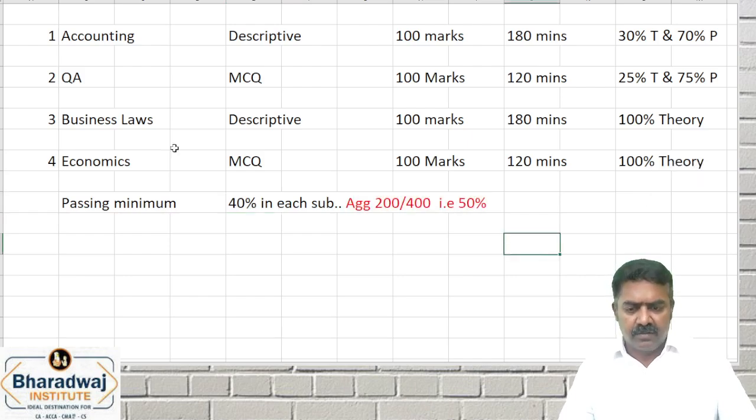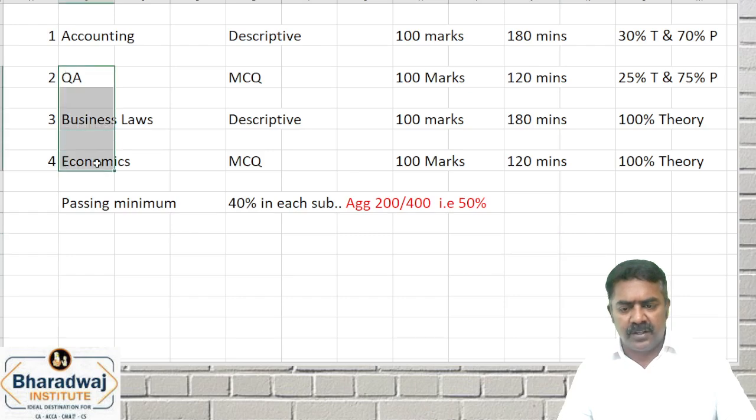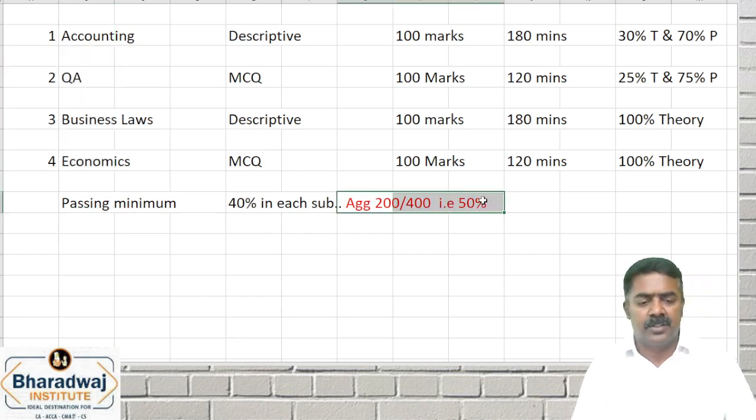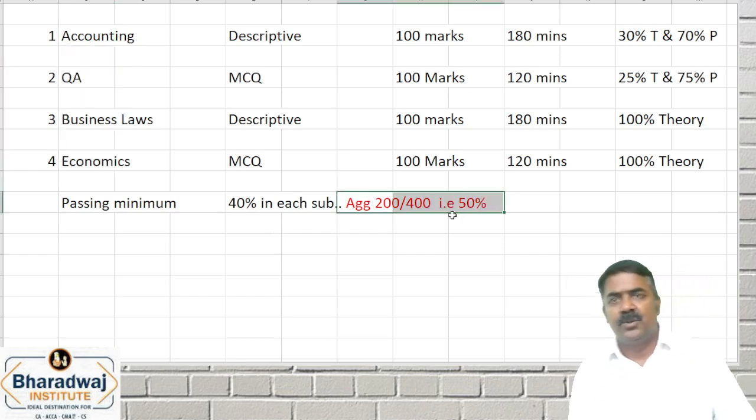40%. For example, let us assume you score 40, 40, 40 and score 80 in accounts, it becomes what? 200. So I score only 40, 40, 40. Individually, you are passing, but collectively, how much is required to pass? 200 out of 400 is required to pass.